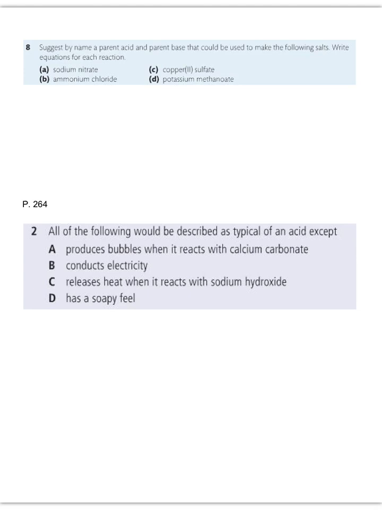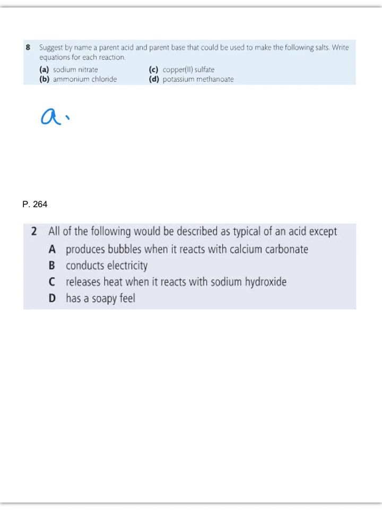Question number 8 asks you to suggest by name a parent acid and a parent base that could be used to make each of the following salts. Write equations for each reaction. So if I start with A, this is really far easier than it looks. This is a question that could show up on your test in May that intimidates people. And really, if you just take a deep breath, this one's pretty easy.